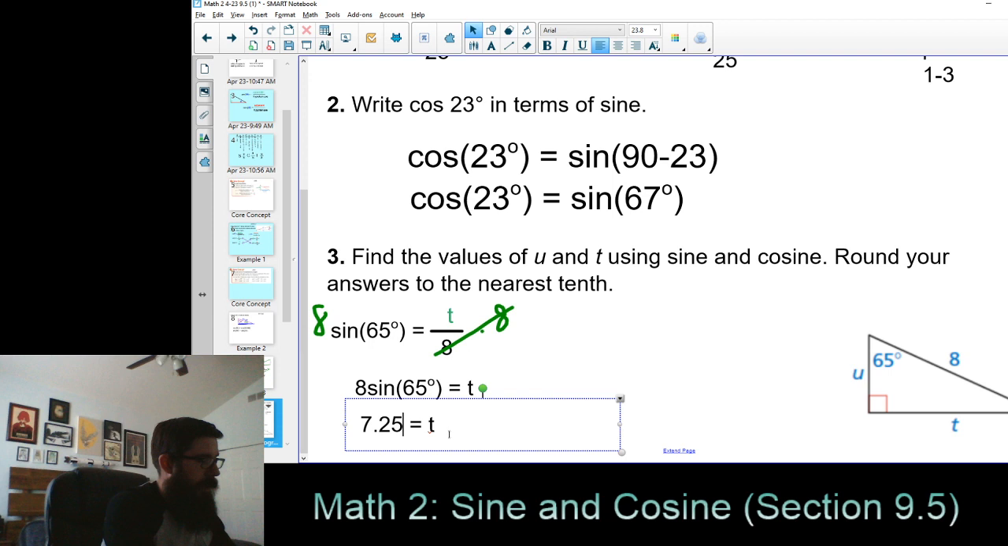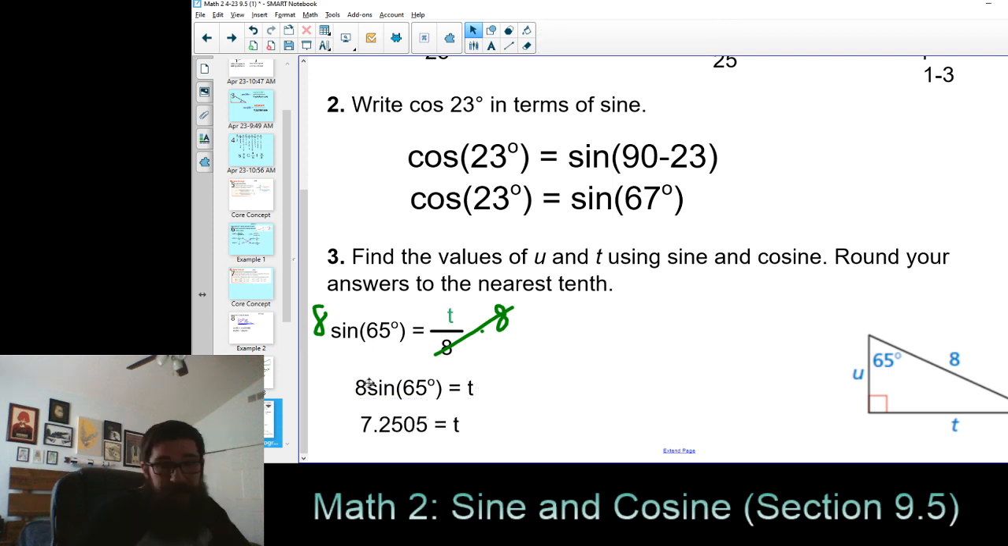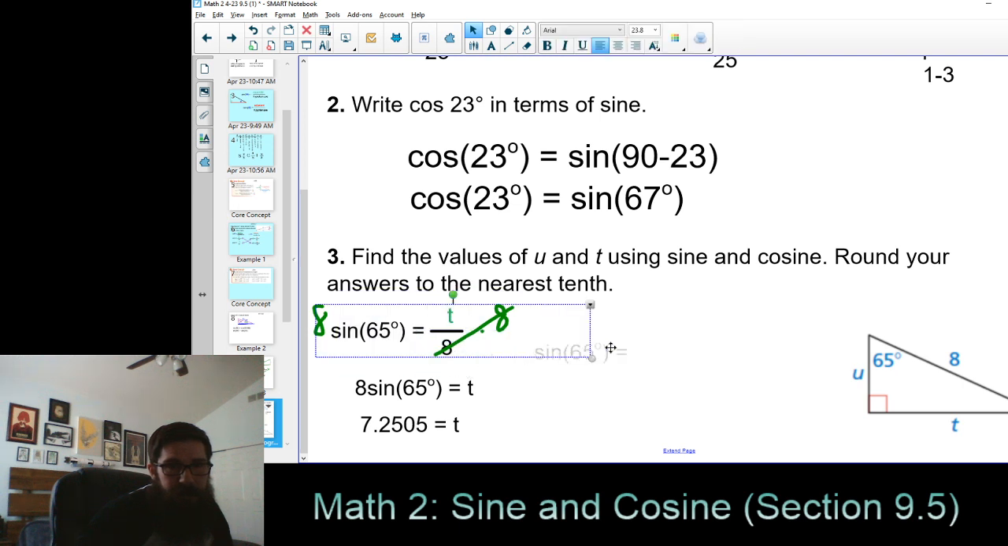7.2505. There you go. We're trying to find u. Let's do the same sort of thing, right? We basically copy the same information over. It's going to be a little weird.